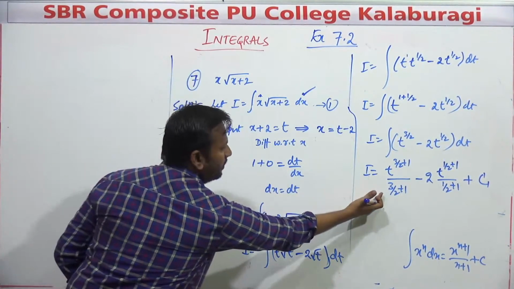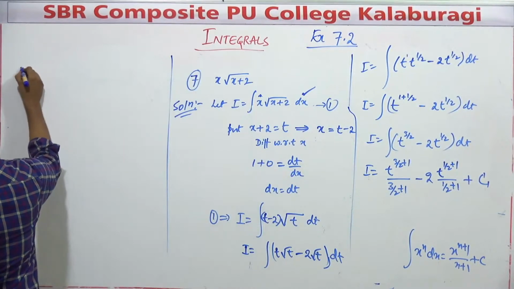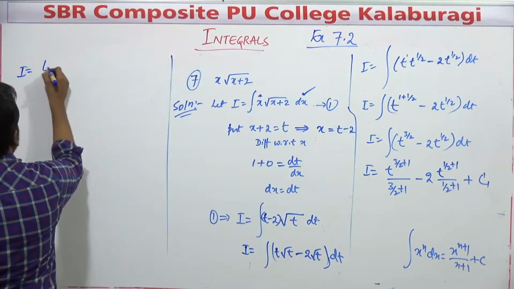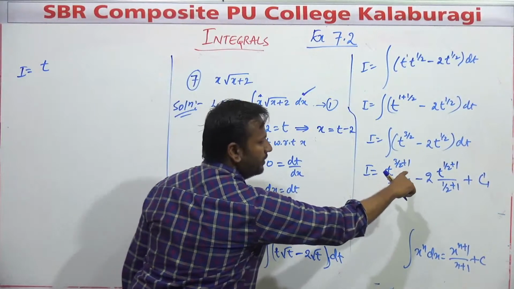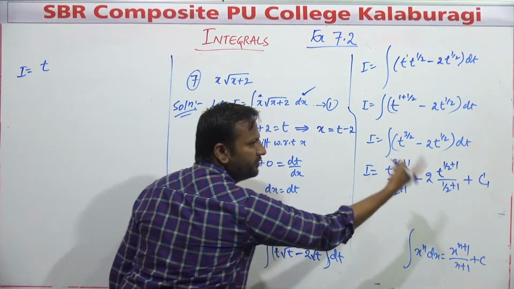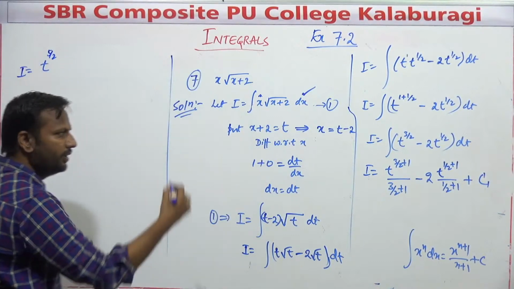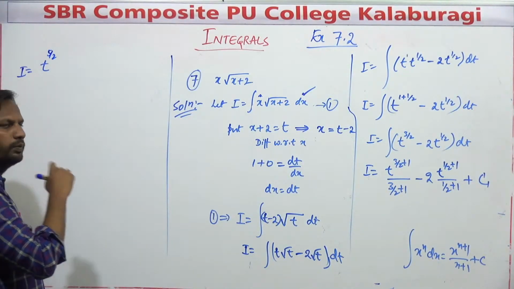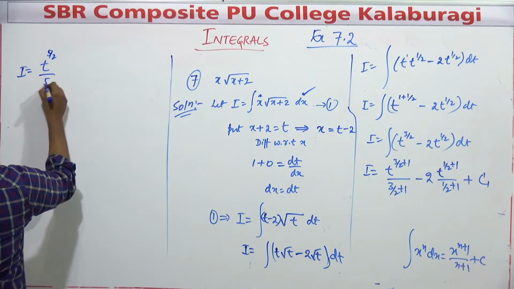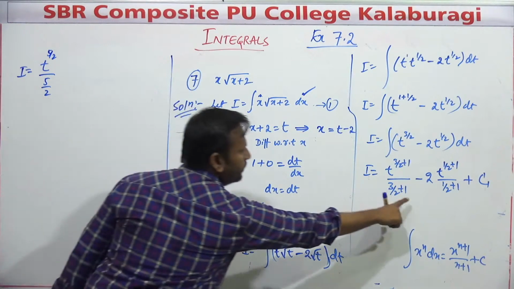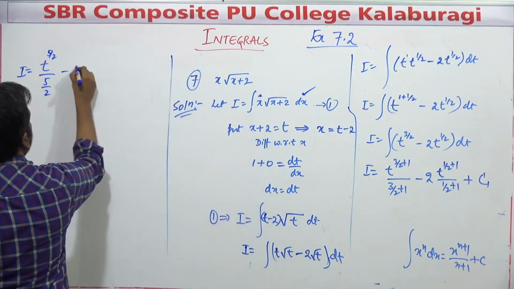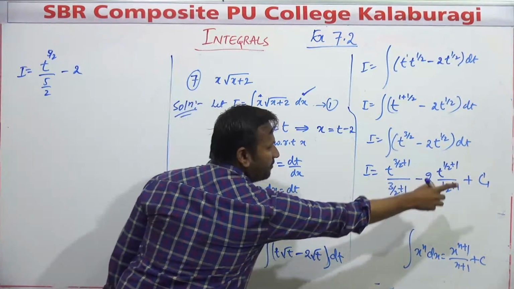After this one, further you simplify here. I equal to t raised to 3 by 2 plus 1. Take 2 as LCM. 3 plus 2 is 5, 5 by 2. Write down directly here now. You know the addition, all the things. Directly write down 3 by 2 plus 1, 5 by 2. Again divided by 5 by 2. 3 by 2 plus 1 is 5 by 2. Minus 2 times. Half plus 1 is 1 and a half.